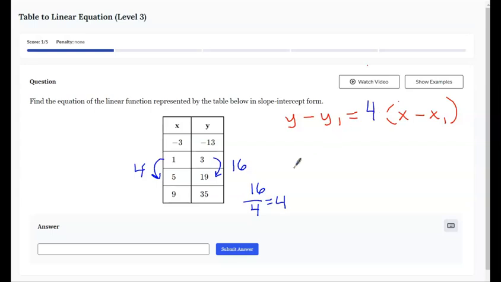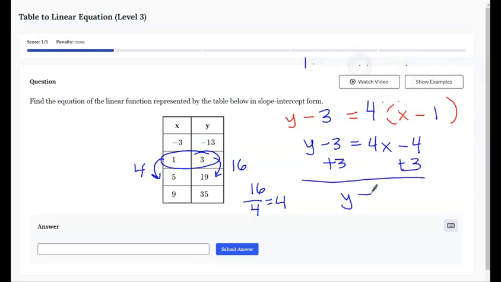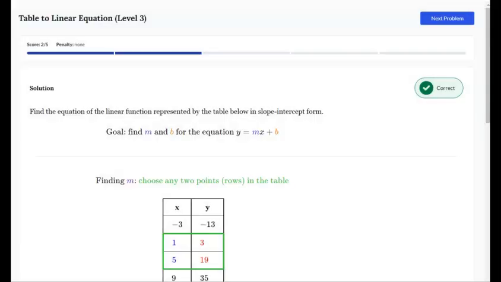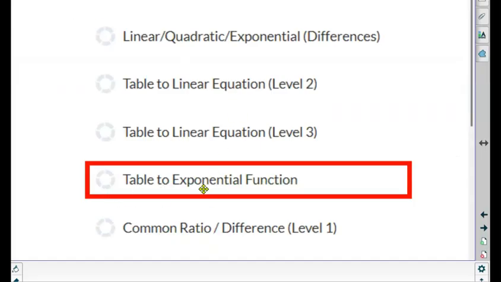And now you can choose any point you want. I'm going to try to avoid the negatives, so I'm going to use this point. So I'm going to erase my x value, replace it with a 1. I'm going to erase my y-coordinate value. I'm going to replace it with a 3. And now I'm going to simplify. Y minus 3 is equal to 4x minus 4. Add 3 to both sides. Y equals 4x minus 1. And that's it. The next topic is going to give you a table that's exponential.